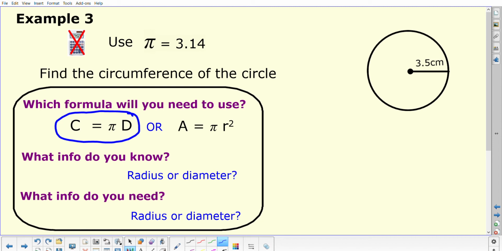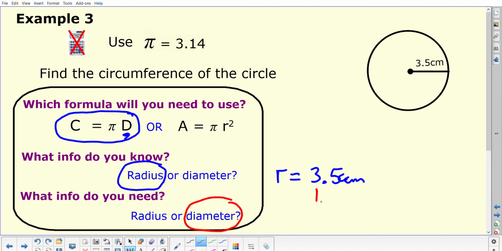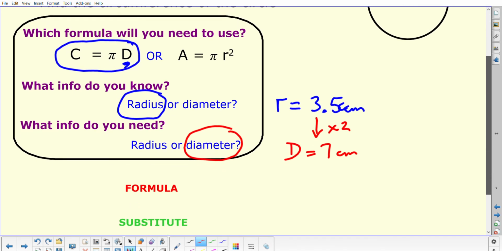What information do you know in that circle? You've got the distance from the centre to the edge, so you are being told the radius is 3.5 centimetres. But what information do you need? Well, the circumference formula uses the diameter, so we clearly need to be able to work out the diameter. So before we do anything else, we need to double that. 2 times 3.5 is going to give me 7 centimetres.